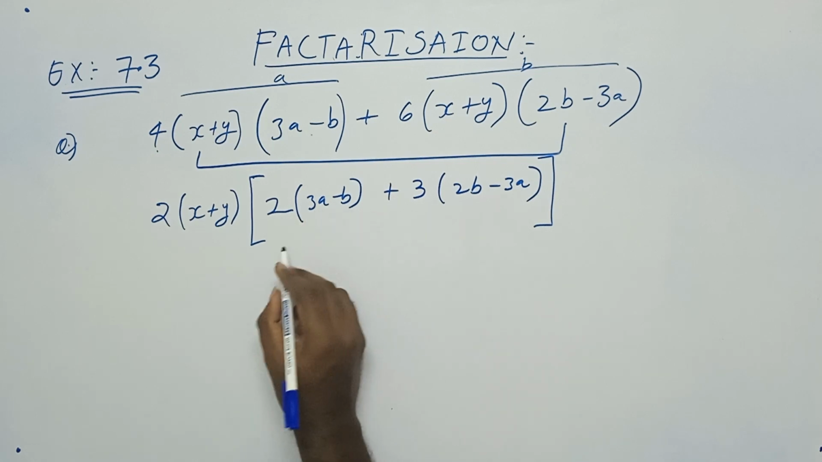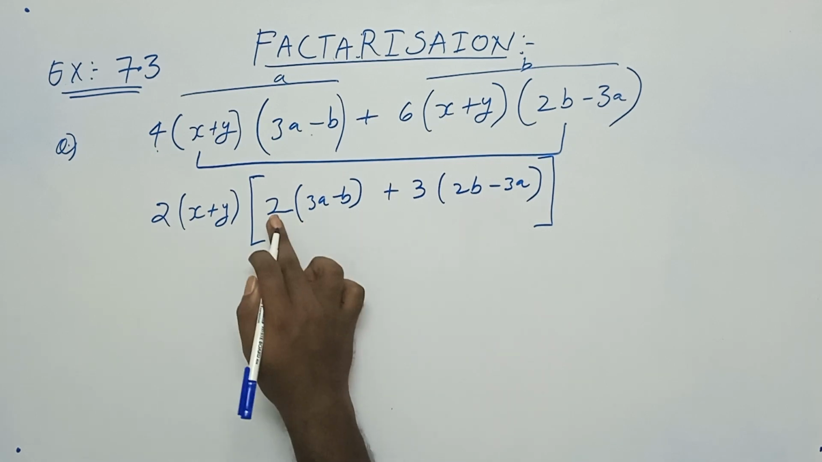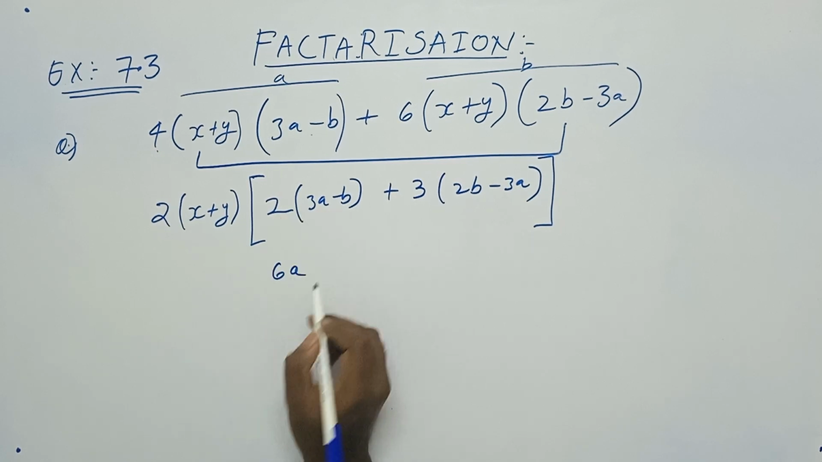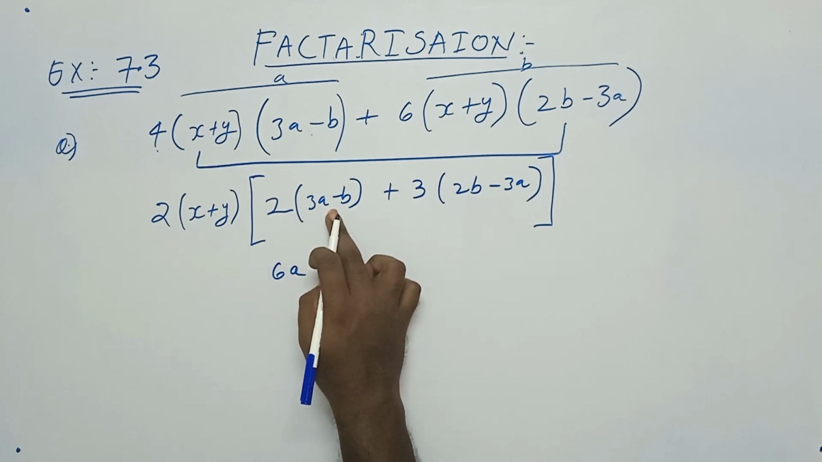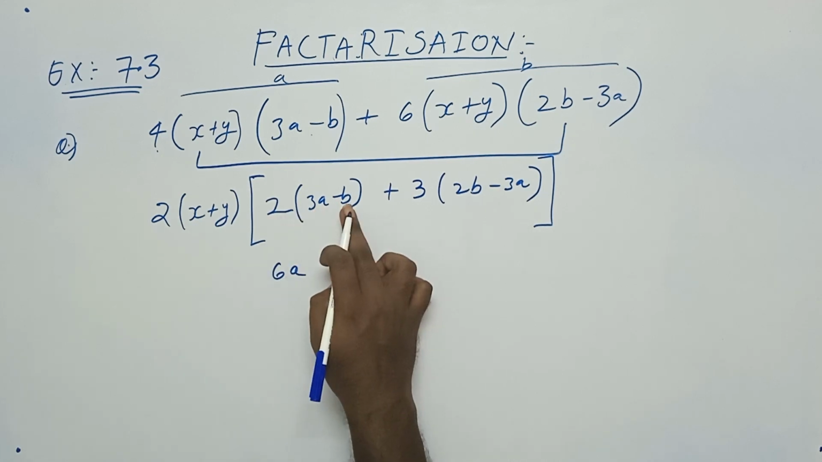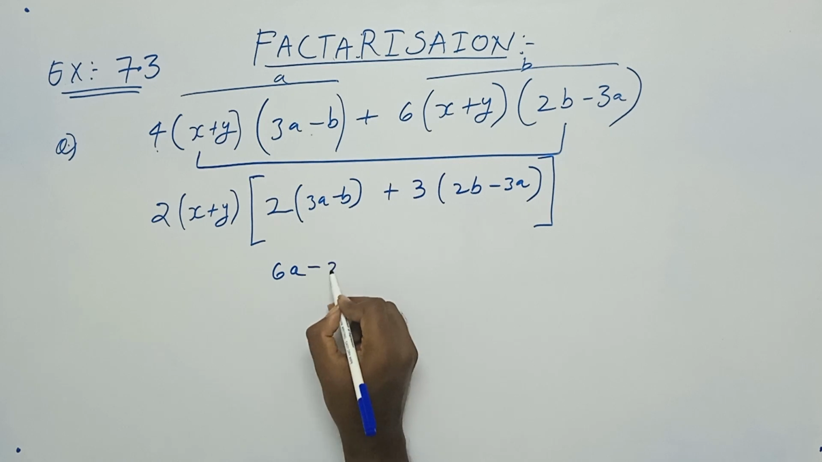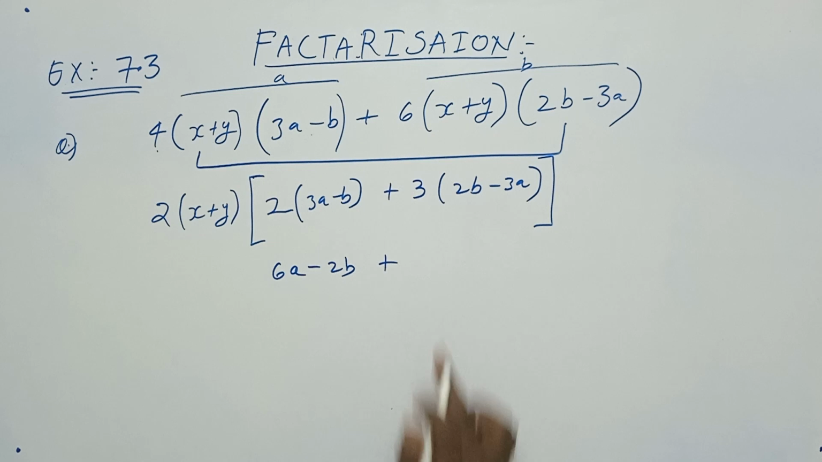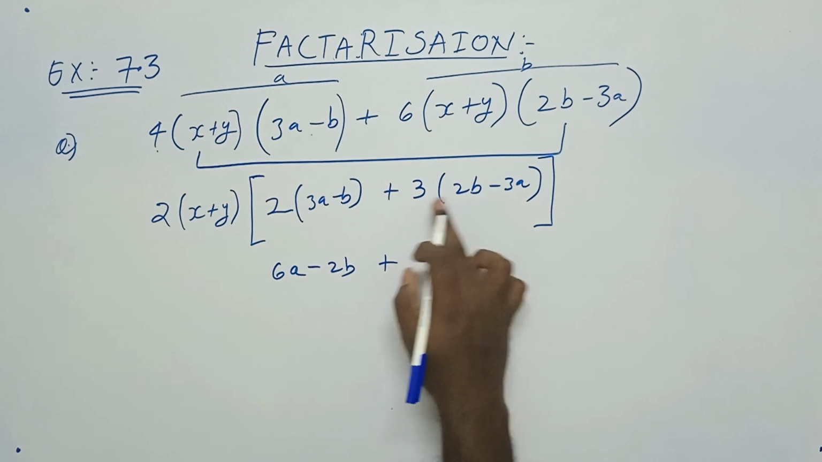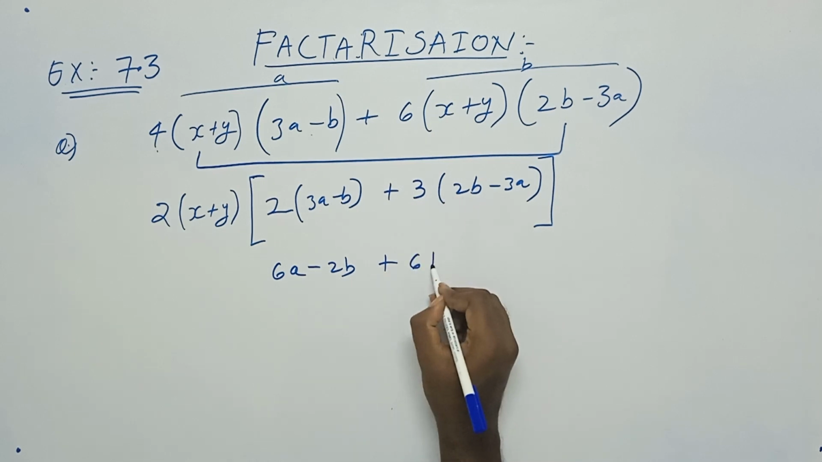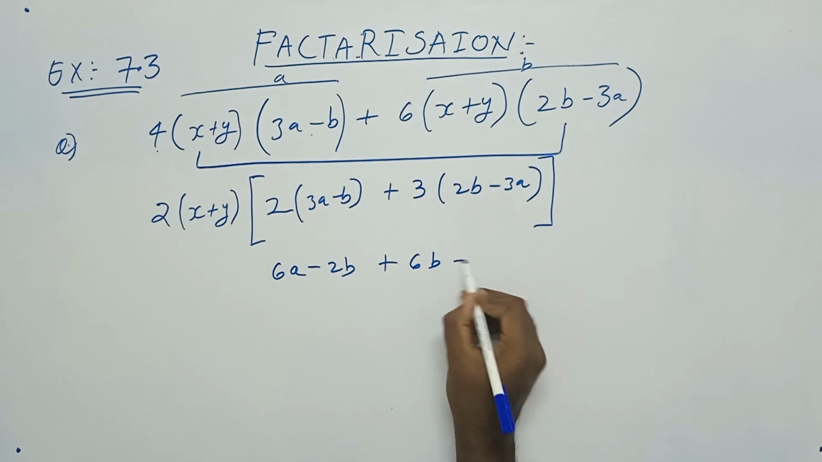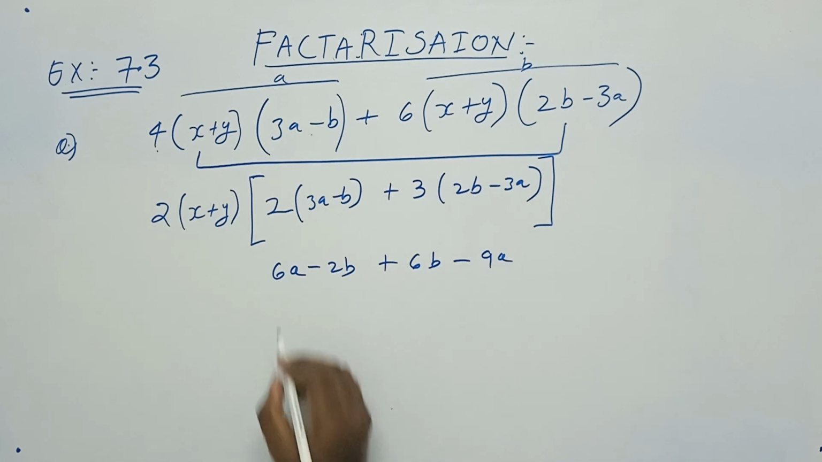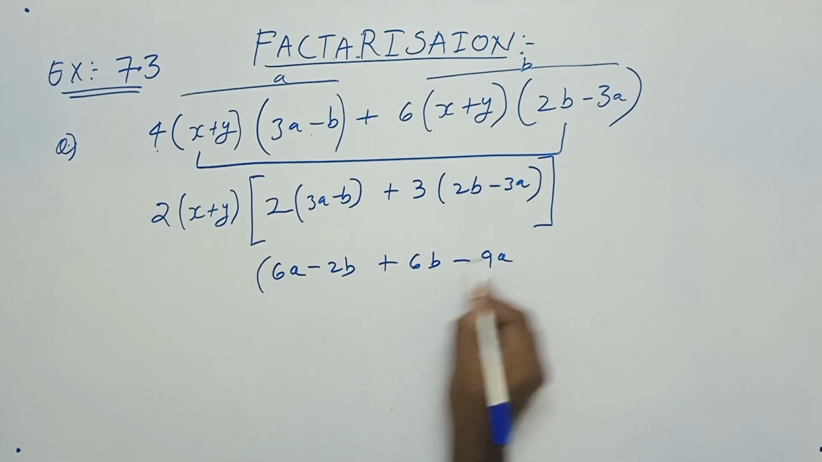2(3a - b) will be what? 2 into 3a is 6a, since 2 threes are 6. 2 into minus b is minus 2b. Next we have a plus sign, so we keep it. 3 into 2b is 6b. Here we have a minus sign, and 3 into 3a is 9a.